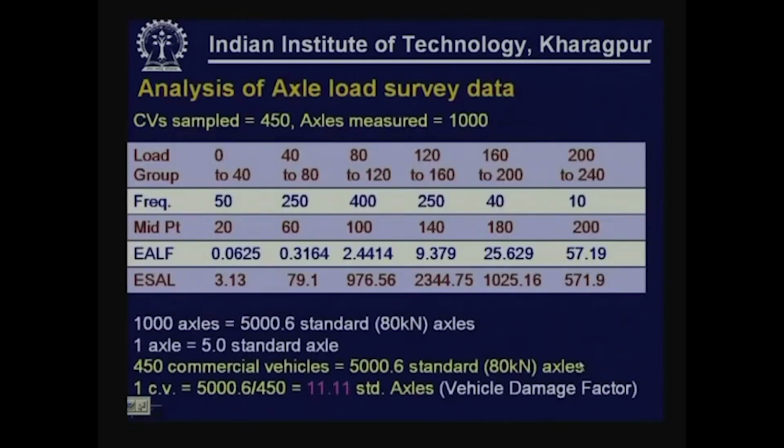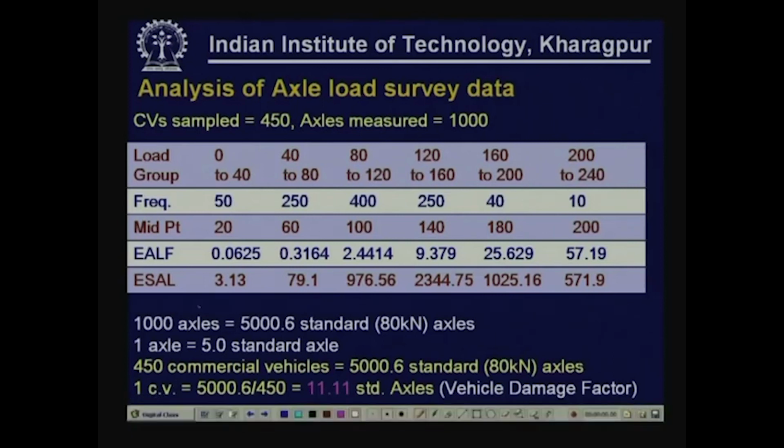So, if you have data collected like this, having load group of 0 to 40 kilonewton, this is the frequency, 40 to 80 kilonewton, this is the frequency, 80 to 120, this is the frequency, and the midpoint of this is 20. This is the equivalent axle load factor, 20 divided by 80 to the power 4. Then equivalent number of standard axles, if you have 50 axles ranging from 0 to 40 kilonewtons, these 50 axles would be equivalent to 3.13 numbers of 80 kilonewton axles.